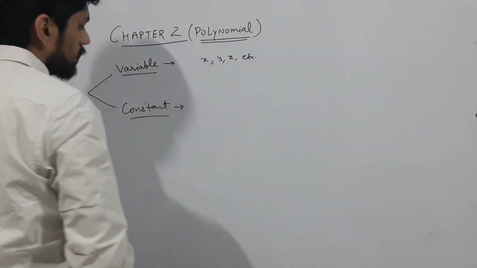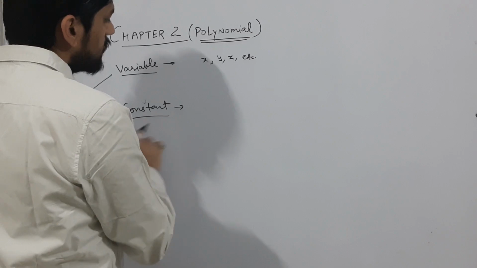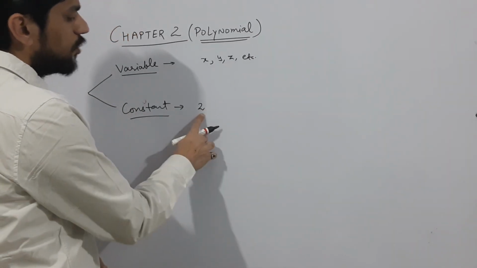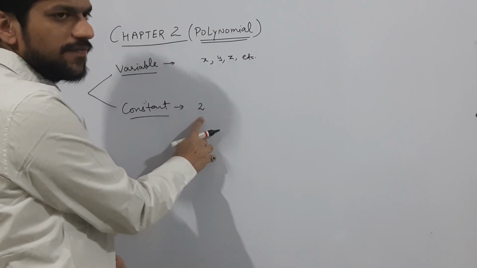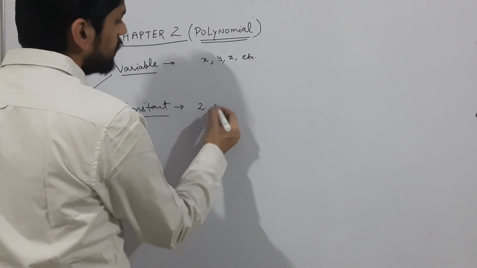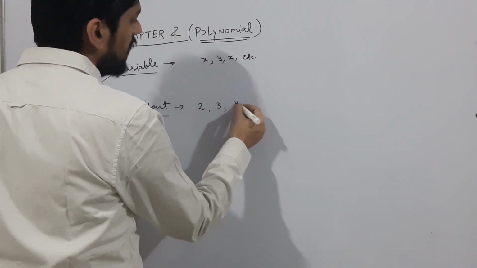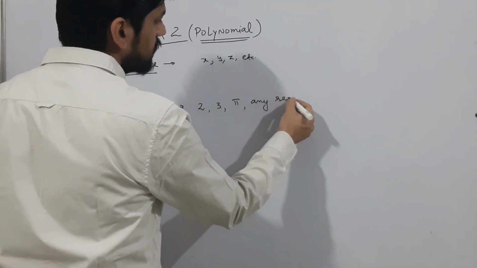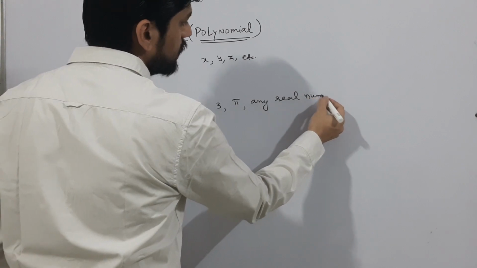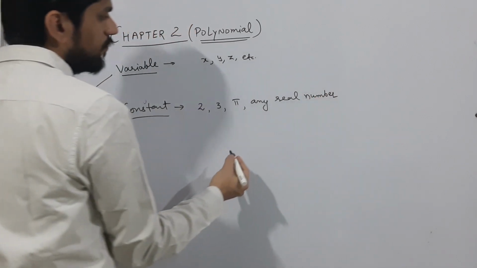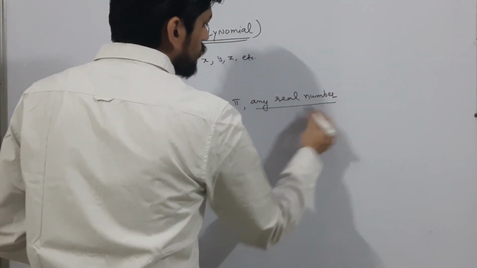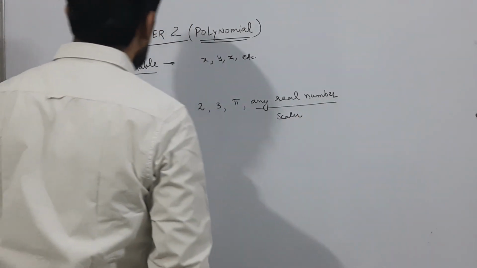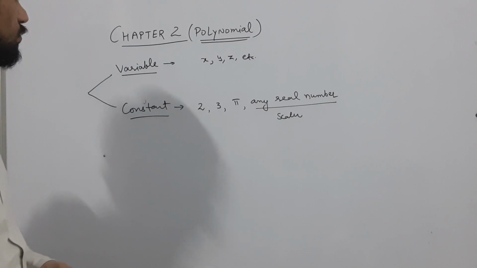Constant. A constant is a mathematical quantity which cannot change its value. For example, 2. इसकी value 2 ही रहेगी, fix. It cannot change its value. 3, pi, any real number is a constant value because it cannot change its value. This is also called sometimes scalar. So this is about variable and constant.